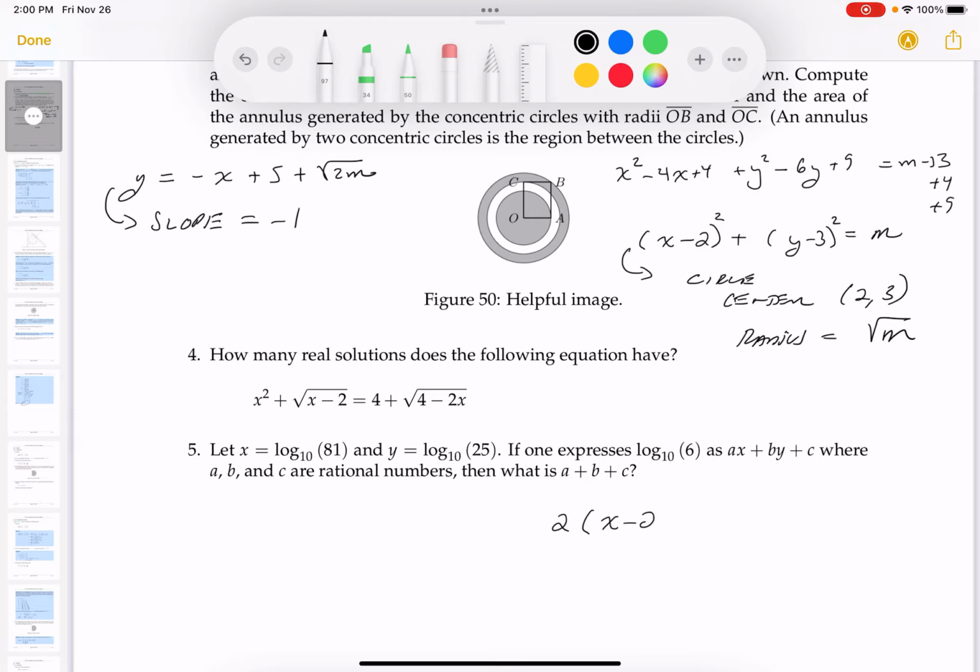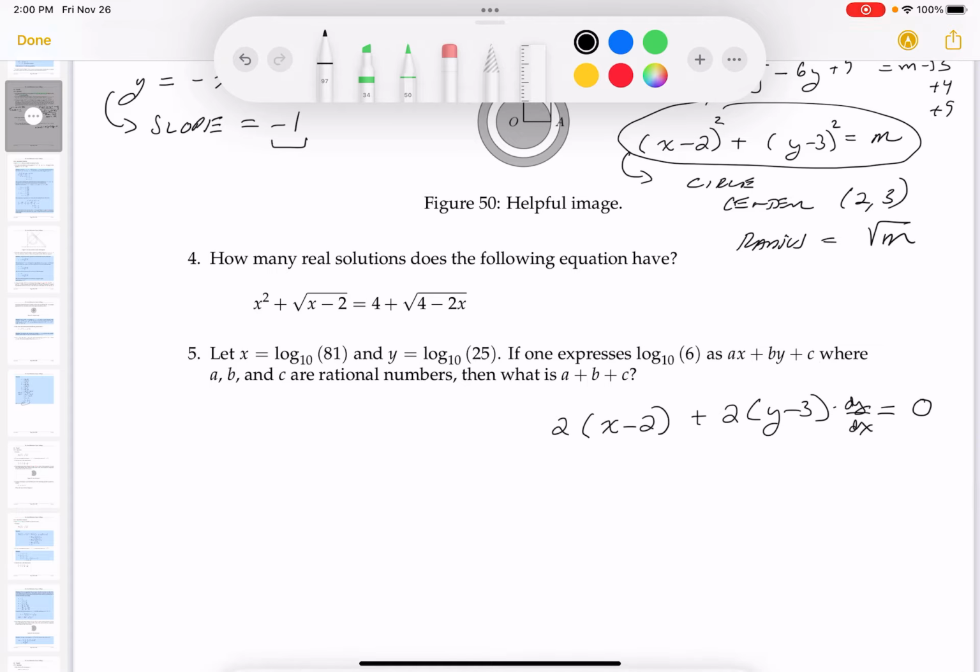It's going to be 2x minus 2. Again, I'm differentiating this to the first power, and the derivative of the inside is 1, dx dx. Plus 2 times y minus 3 to the first power, but the derivative of the inside is going to be dy dx. And that equals 0. All right? Now, what do I know about the dy dx? It's got to be minus 1. So where does that occur? Let me write this down now. So 2x minus 2 plus 2 times y minus 3 times minus 1 is equal to 0.